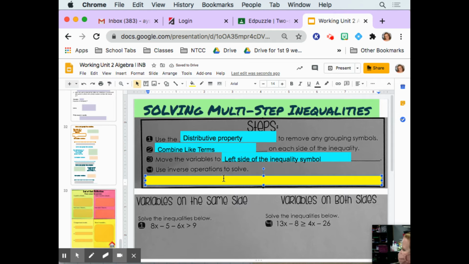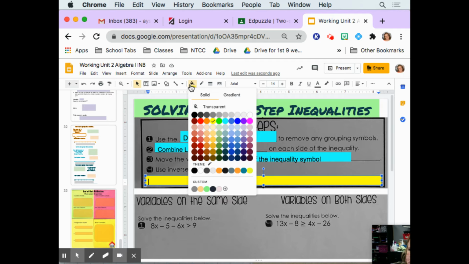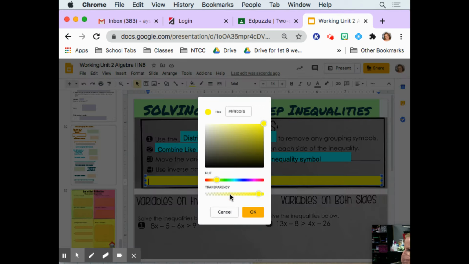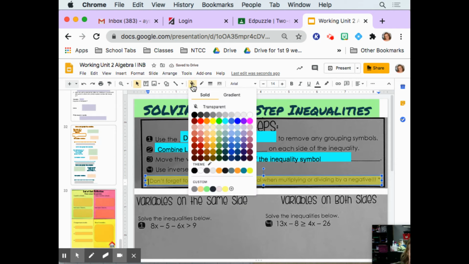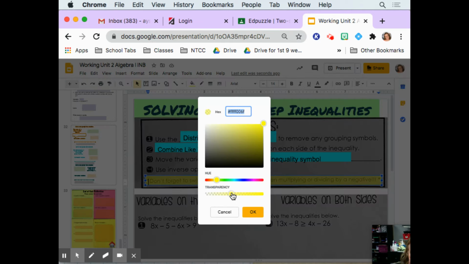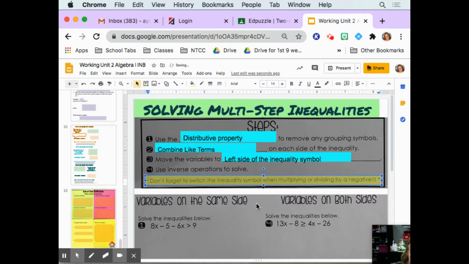But then I can't see anything underneath. So I need to change the transparency. So I need to go back to fill color, and I'm going to custom. So hit this plus right here. And I'm going to change transparency, drag this to a little past the middle. Let's see. I don't really like that one. That's a little better. Don't forget to switch the inequality symbol when multiplying or dividing by a negative.